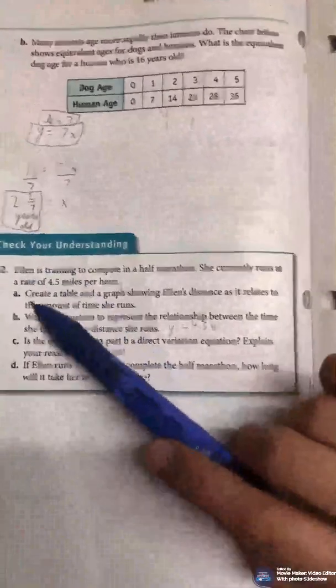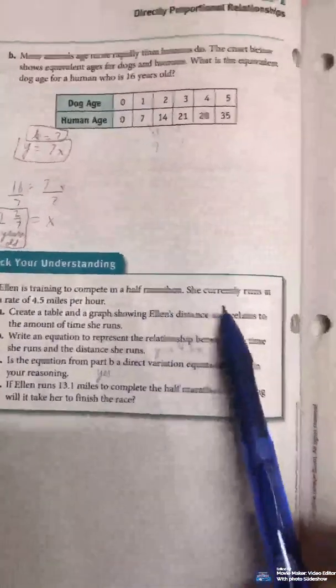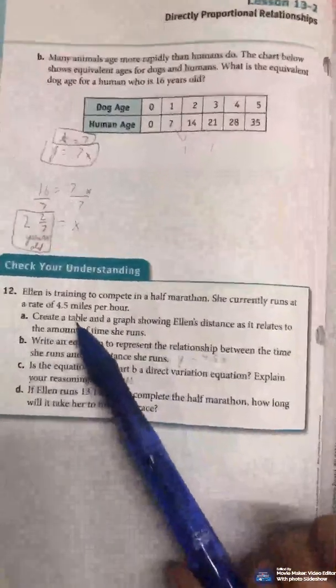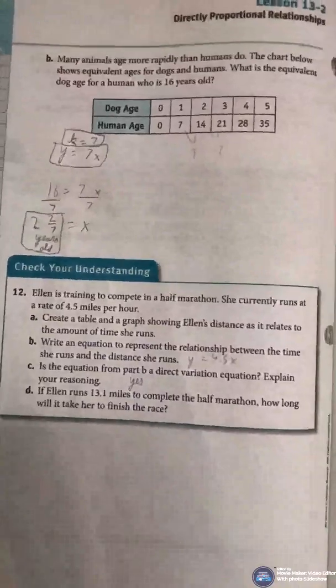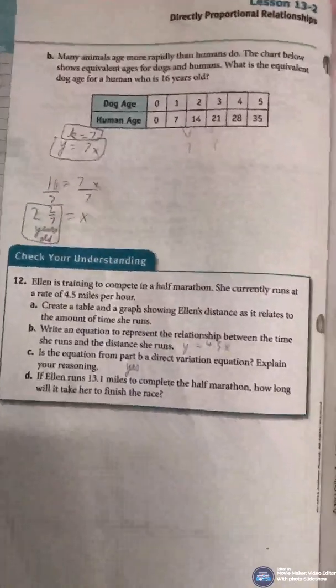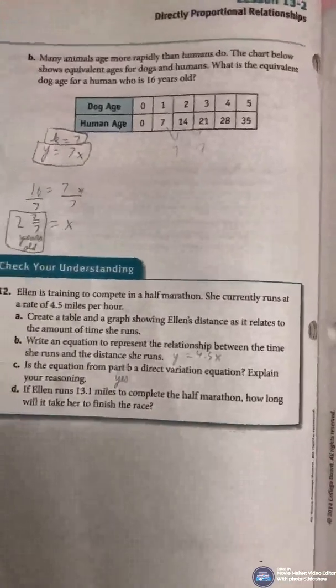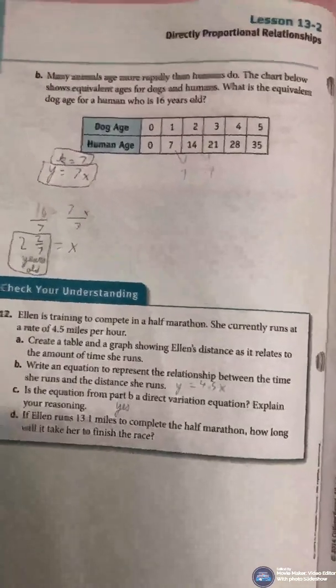So now let's do the check your understanding. Let's read the problem situation first. It says Ellen is training to compete in a half marathon. She currently runs at a rate of 4.5 miles per hour. So basically, this problem means that Ellen is running a half marathon, and the distance she covers depends upon the rate of her speed. So the distance covered would be your y, and your x would be the duration she ran for.